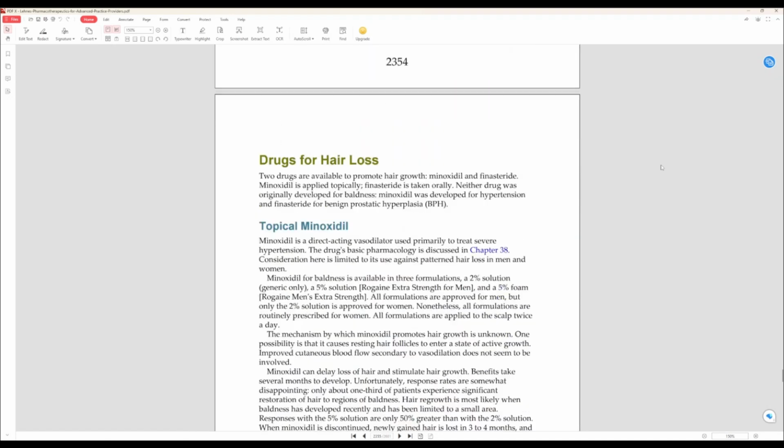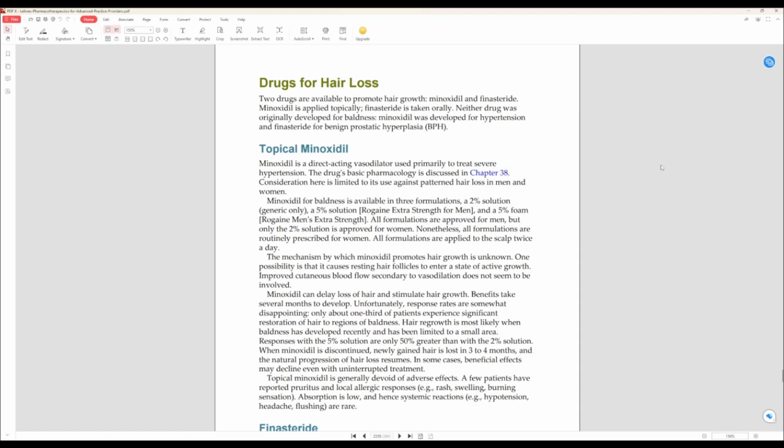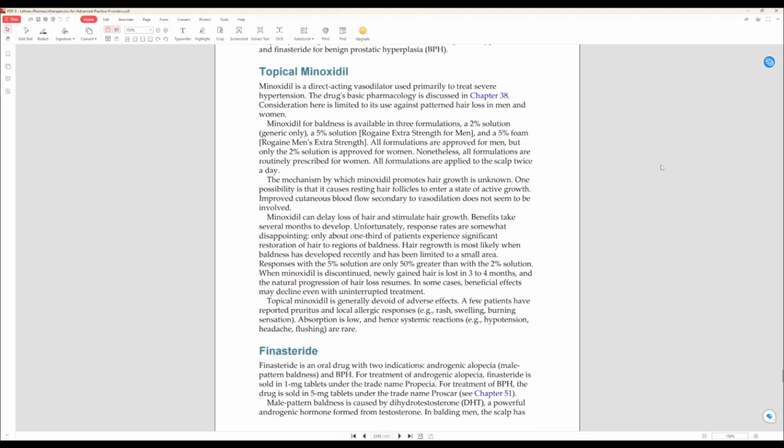Which brings us to drugs for hair loss. Two drugs are available that promote hair growth: minoxidil and finasteride. Minoxidil is applied topically. Finasteride is taken orally. Neither drug was originally developed for baldness. Minoxidil was developed for hypertension and finasteride for BPH. So that takes us now to topical minoxidil.